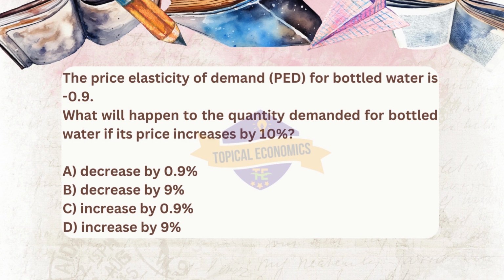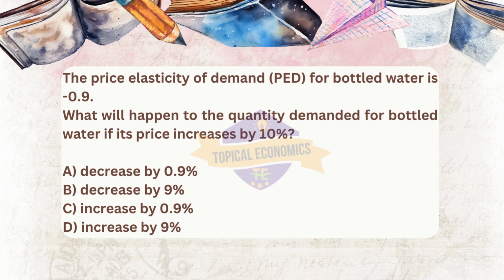The price elasticity of demand, PED, for bottled water is -0.9. What will happen to the quantity demanded for bottled water if its price increases by 10%? A. Decrease by 0.9%. B. Decrease by 9%. C. Increase by 0.9%. D. Increase by 9%. This question is from year 2021 October-November version 1 paper. The correct answer for this question is option B. Decrease by 9%.